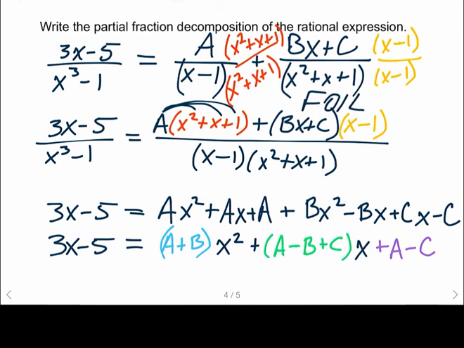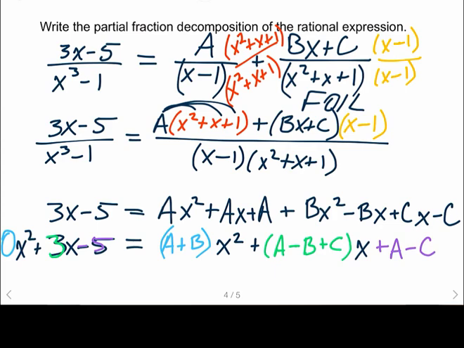The result is that we now have an equation where the numerators are equal to each other, and we have 3x minus 5 is equal to a plus b times x squared, right? We put like with like, plus a minus b plus c times x plus a minus c. Now on the left hand side, I'm going to do the same thing I did before. We're going to write down 0 x squared and write that down as plus 3x minus 5.